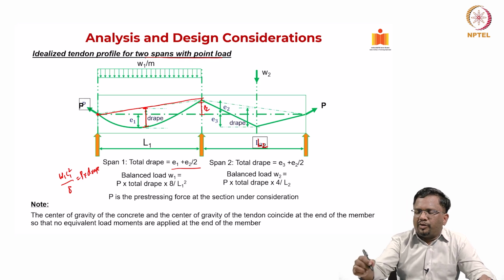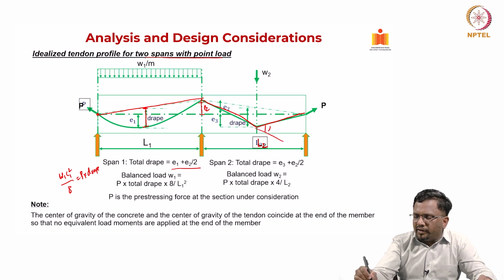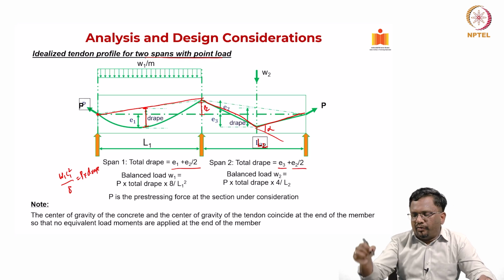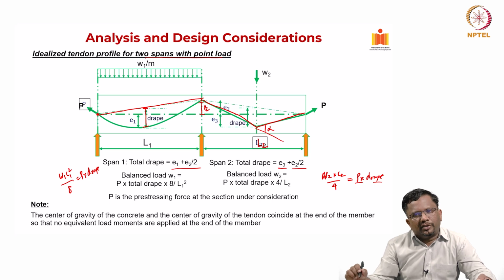Similarly, for span 2, which is having a point load, you know that whenever you have a point load, the cable profile should have a sharp change like this. So this is the total angle change. Let us say this is alpha. Then what would be the total drape here? In this case, it is going to be E3 plus E2 by 2. Now, you have a point load, so the total moment is going to be W2 into L2 by 4. This should be equal to P into drape. So from here I can calculate, if I want to balance the entire W2, then I choose P and drape in such a way that the entire W2 is getting balanced.